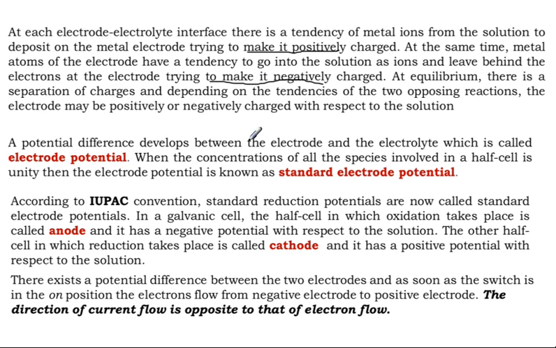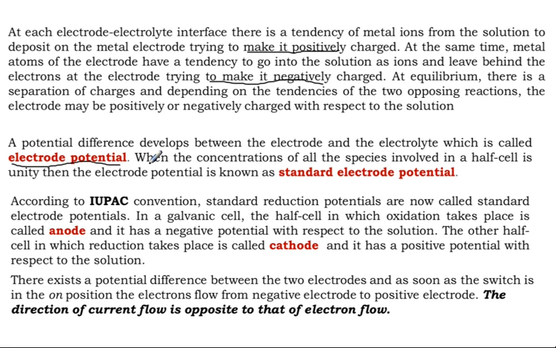A potential difference develops between the electrode and electrolyte. Listen, the potential difference between any point on the electrode and any point within the electrolyte very close to the electrode is known as electrode potential. This definition is very, very important. Once again, a potential difference develops between the electrode and electrolyte, which is called electrode potential, and the point within the electrolyte should be taken very close to the electrode you have selected.